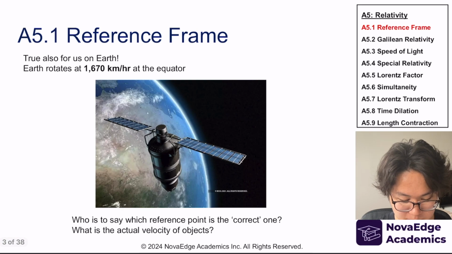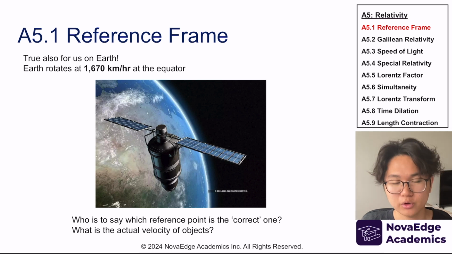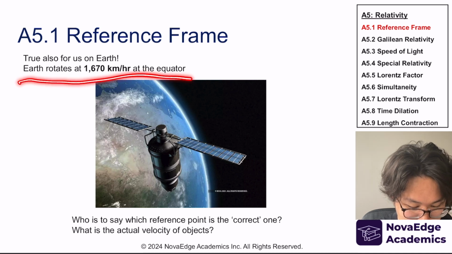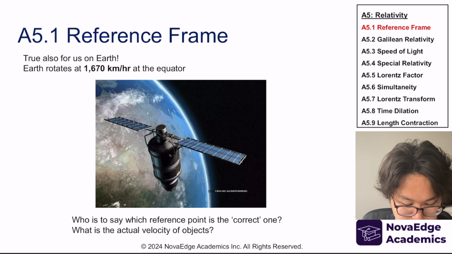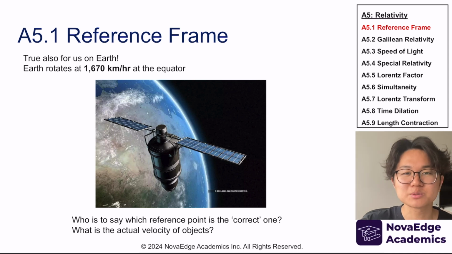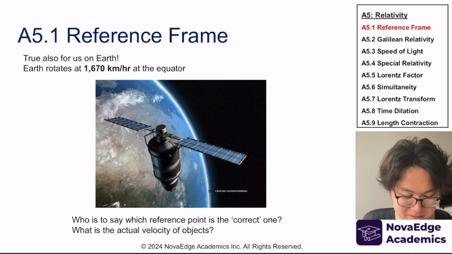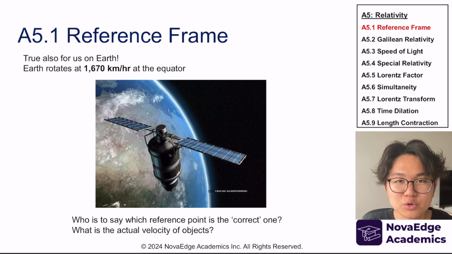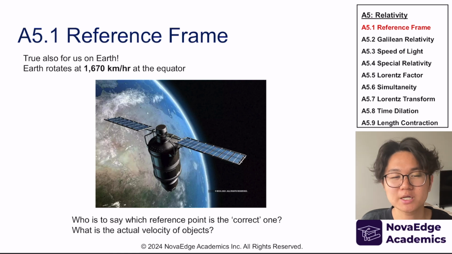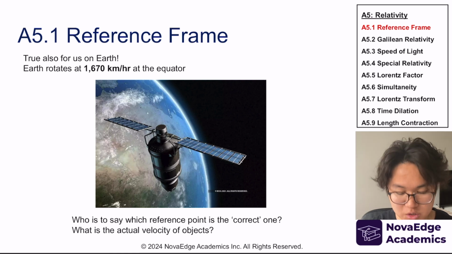The reason why is because, even from the woman's perspective on the platform, where we're technically on Earth, we are also still rotating. Earth is rotating at 1670 kilometers per hour at the equator. So from an alien's perspective, we are also rotating at that significant speed. So who's the correct reference point? There isn't. We just take things relative to each other and we try to compute as is.